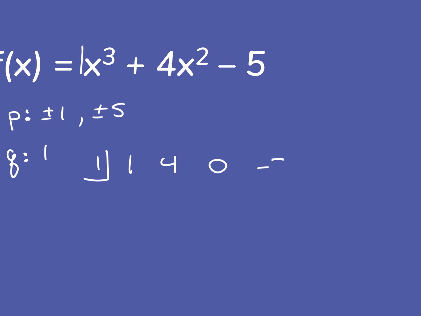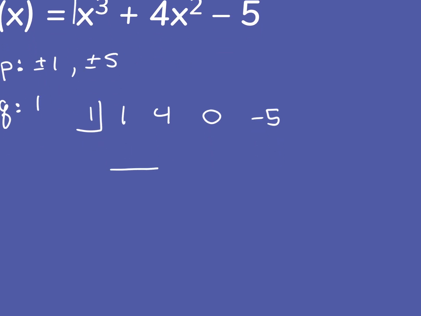You have to account for every single exponent. If I start with x cubed, I have a place for x cubed, a place for x squared, a place for x, and a place for my constant. If something does not exist, you have to have a placeholder. Everybody with me? Okay, so let's do our synthetic division. This is easy now. Multiply to the corner. 1 times 1 is 1. 4 plus 1 is 5 times 1 is 5, right?